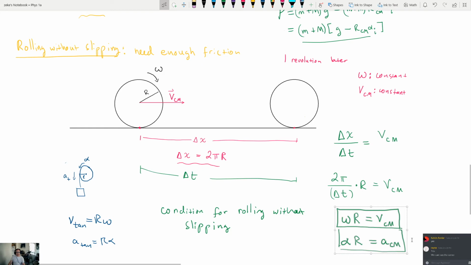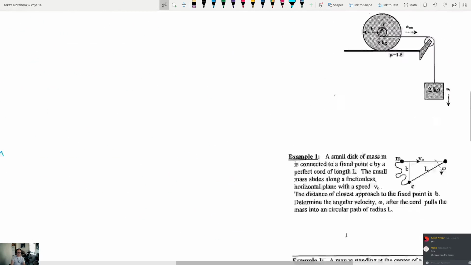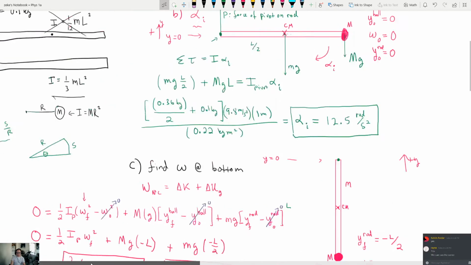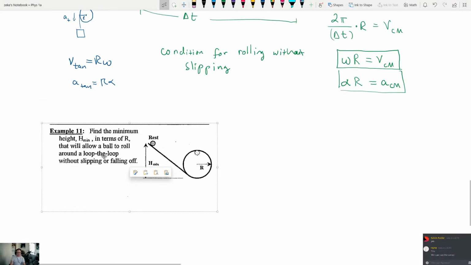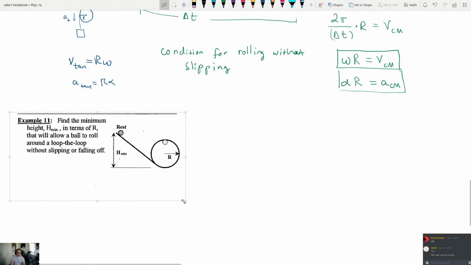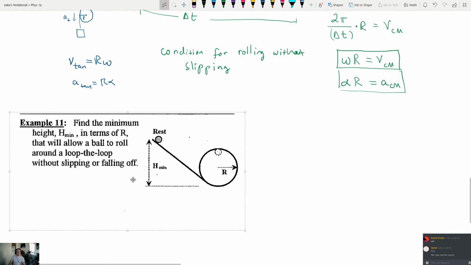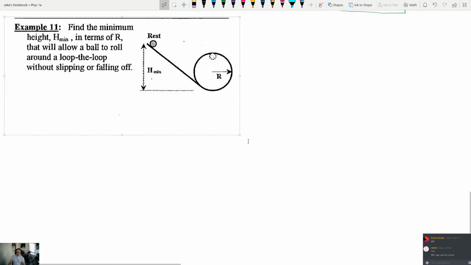So let us look at a problem that we can use these concepts to solve. This is a very common problem that shows up in pretty much every single physics textbook because it's just a really good problem. It's kind of like a roller coaster problem, I guess.